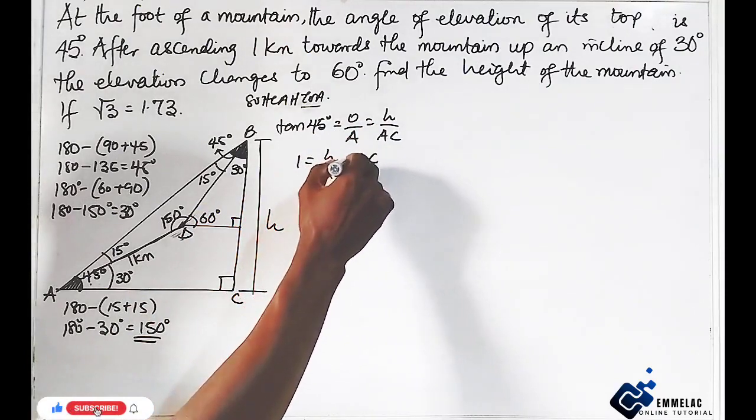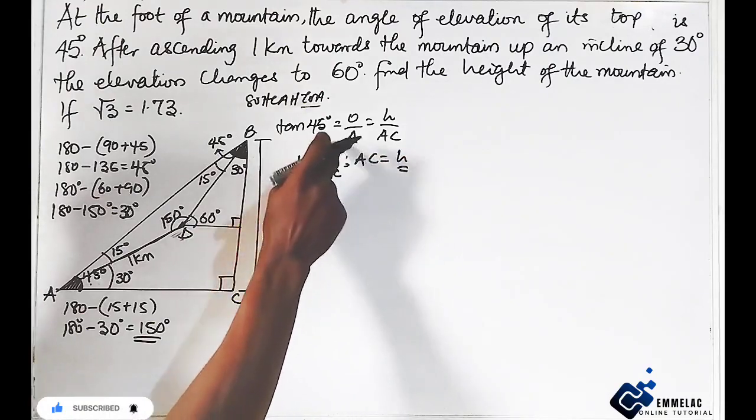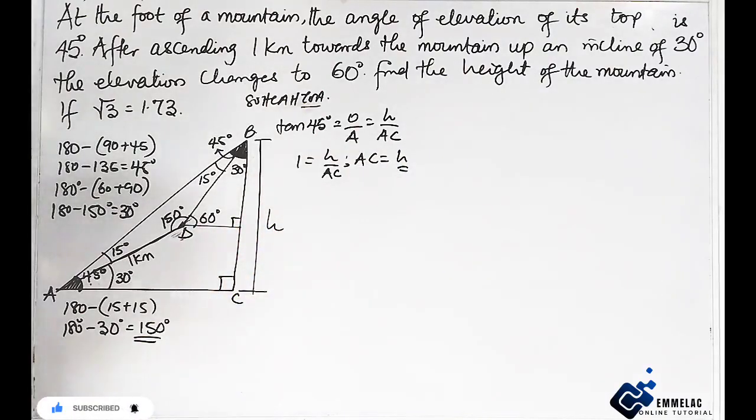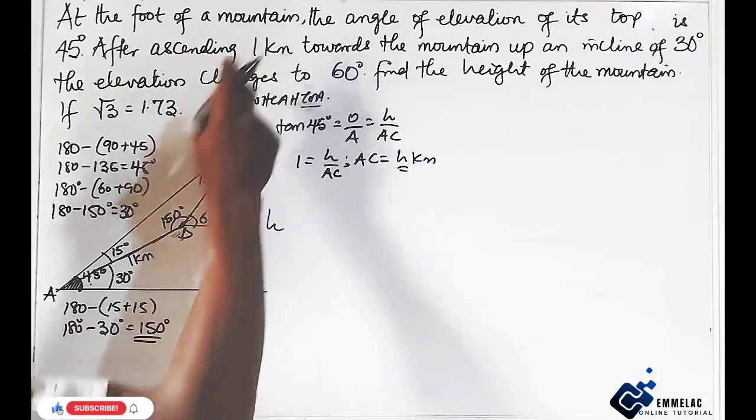And our AC will now give us H, because when we cross multiply, 1 times H will give us H, then we are left with H. That will be H kilometer since it is in kilometer.